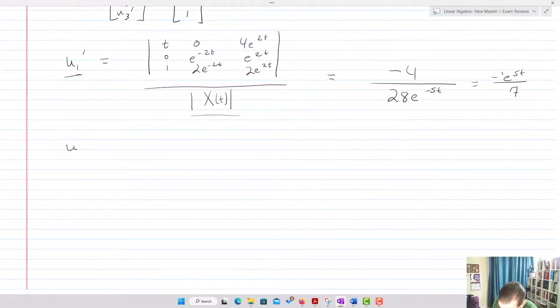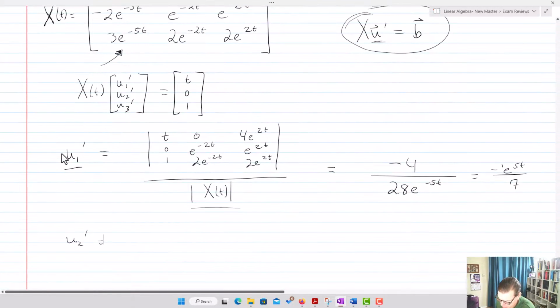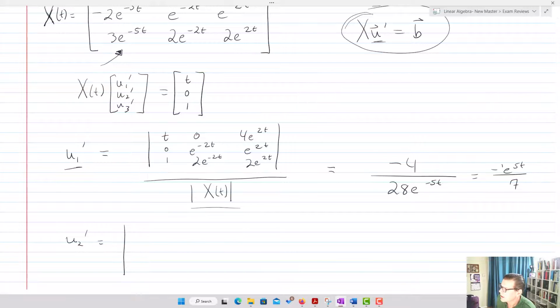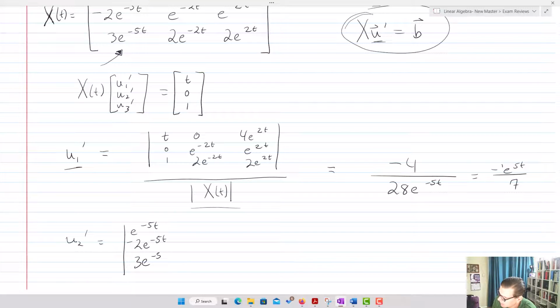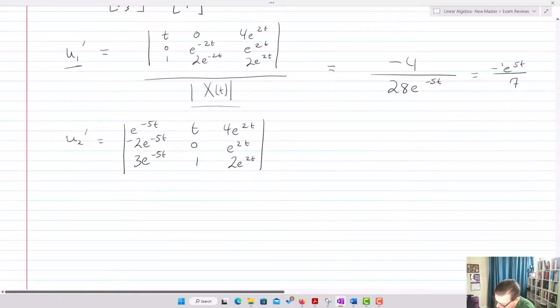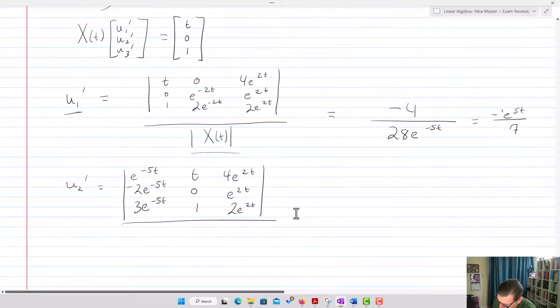Now u2 prime is going to equal, and what we're going to do now is keep the first column. So my first column is e to the negative 5t, negative 2e to the negative 5t, 3e to the negative 5t. Then the second column we'll replace with t, 0, 1, now our b. And then we have 4e to the 2t, e to the 2t, and 2e to the 2t. And then we're going to divide that through by the determinant of x of t, Cramer's, so that's 28e to the negative 5t.